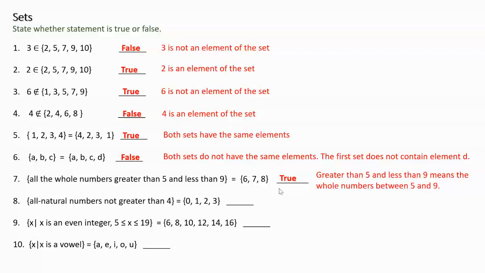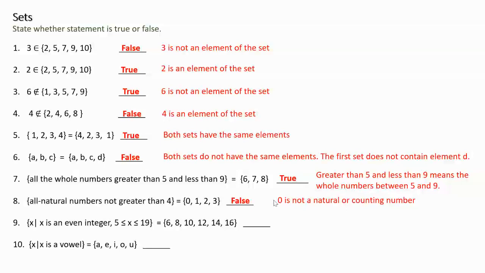Number 8. It states the set of all natural numbers not greater than 4 is equal to 0, 1, 2, and 3. This is false because 0 is not a natural number. Remember I mentioned earlier on the previous slide that please know that the natural numbers start with 1 and they go all the way to infinity, and whole numbers start with 0 and go all the way to infinity.